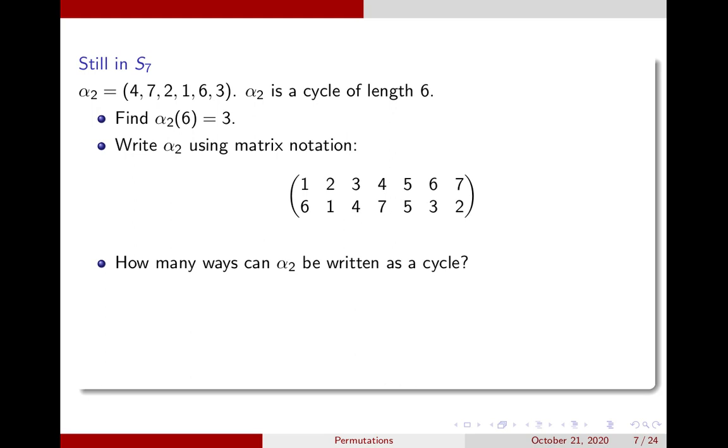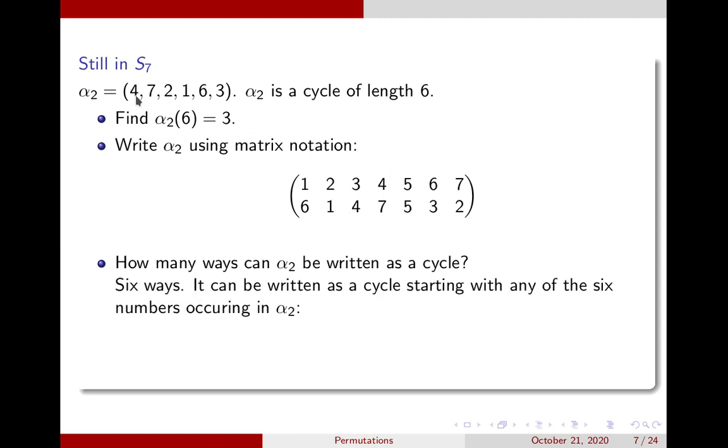And now, how many ways can we write alpha 2 as a cycle? This is one possibility. You can write alpha 2 as a cycle starting with 4. But you can actually write a cycle starting with any one of the numbers occurring in the cycle. There are 6 ways of writing this alpha 2 as a cycle. You can start a cycle with any one of the 6 numbers that appears here. So in this list I've started with the original notation for alpha, but we could start the cycle with 1.